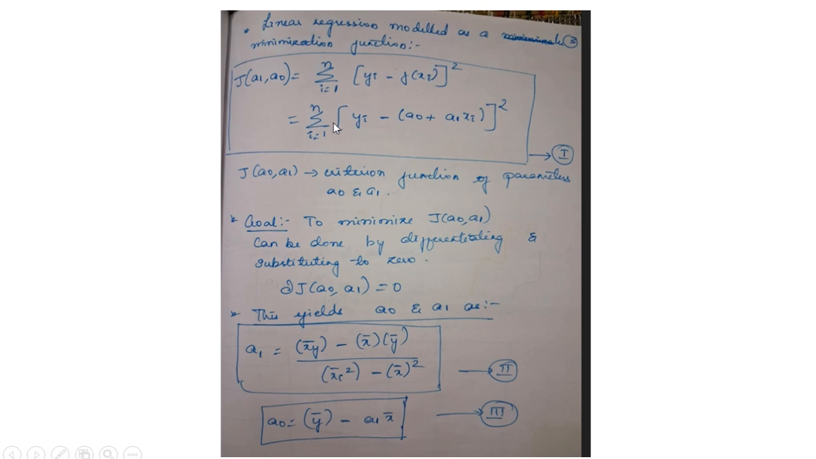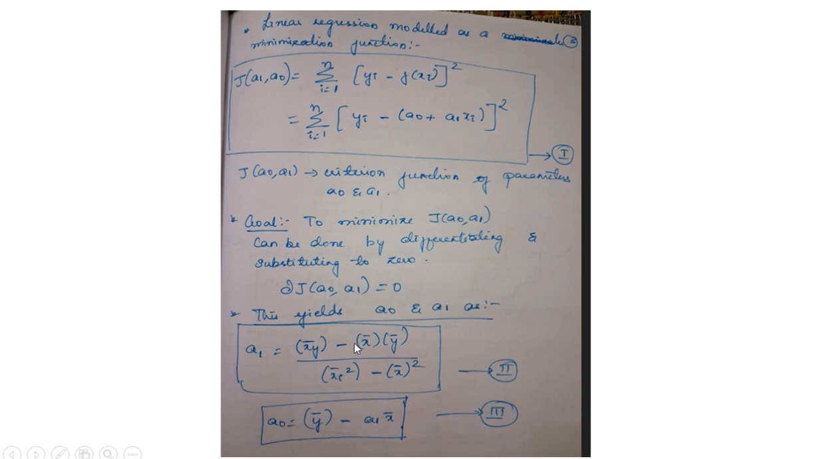So how do you minimize J? If you want to minimize J, you have to differentiate it and equate it to 0. You do not have differentiation in your syllabus, so I'm not going to work on this. After differentiating, you are able to get the values of a0 and a1. This is the value of a0 and a1 that you get: a1 is this and a0 is this.